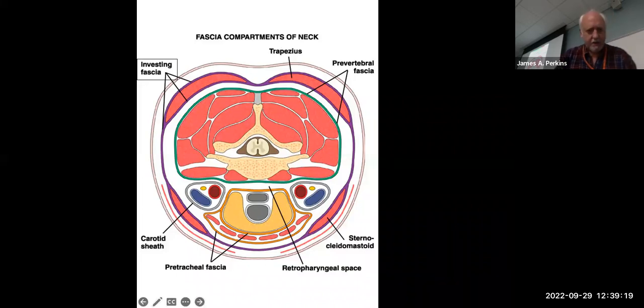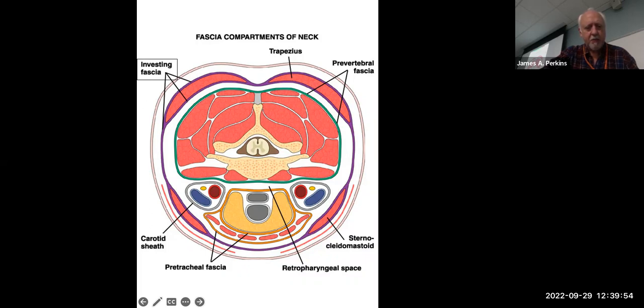So this is a simplified schematic showing the different compartments and identifying the different layers of fascia that surround them. And you're actually going to see this same picture pop up several times. As I introduce each new compartment, this picture will pop up again, and I'll come back and review. So I'm going to start out by talking about what's called the investing fascia, which is a layer of fascia that goes all the way around the entire neck, both the anterior surface, lateral, and posterior surfaces.